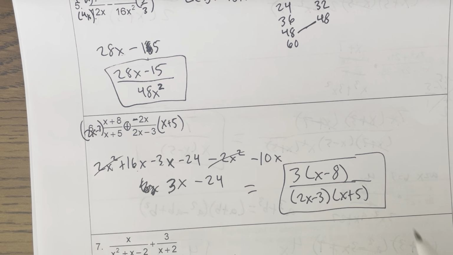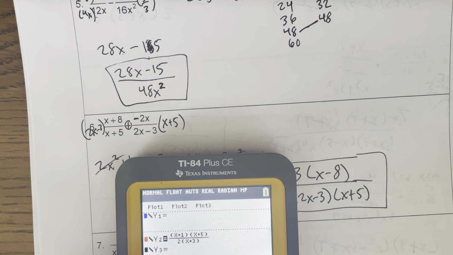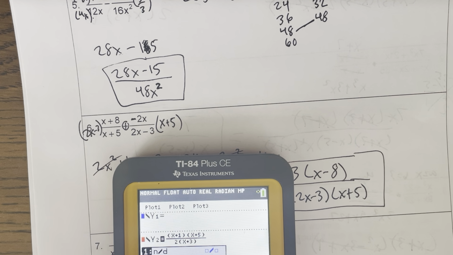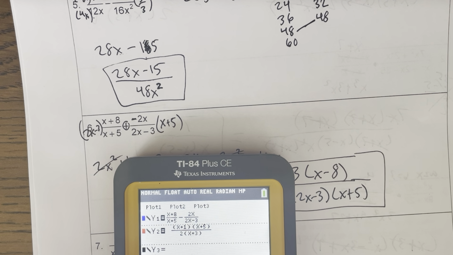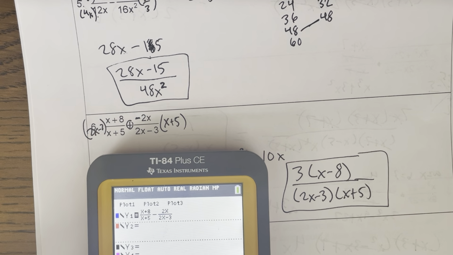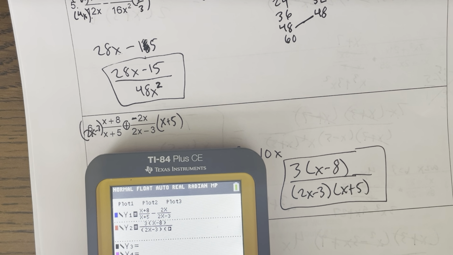And just like we did on the front, we could check this by going in the calculator and seeing, is this equivalent to this? And it should be. And so I'll do it real quick just to show an example, make sure I got the right answer. And so this one is going to be x plus 8 over x plus 5 minus 2x over 2x minus 3. And then our answer was 3x minus 8 over 2x minus 3 x plus 5.